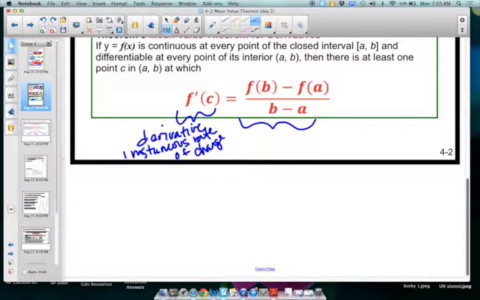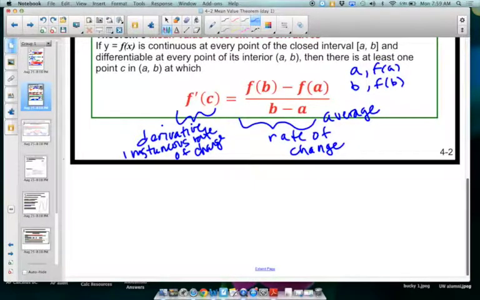What's this? It is a rate of change. What kind of rate of change is it? Average. This is the 2 points, right? This is our A comma f of A and our B comma f of B. That's our rise over run. Those are our 2 points on the curve that make our secant line. Okay, so what is this saying?